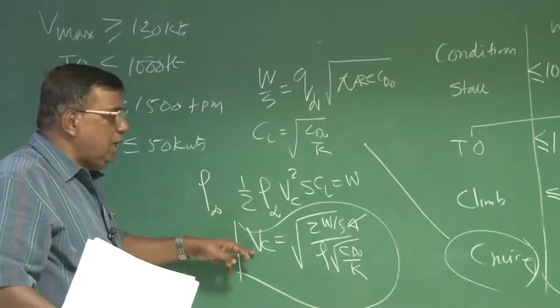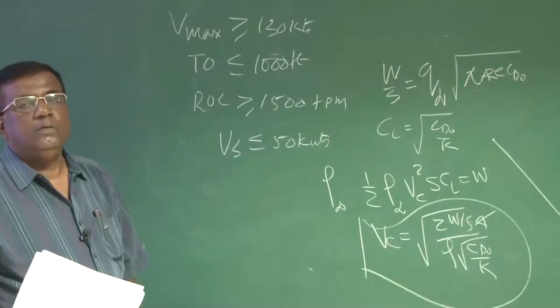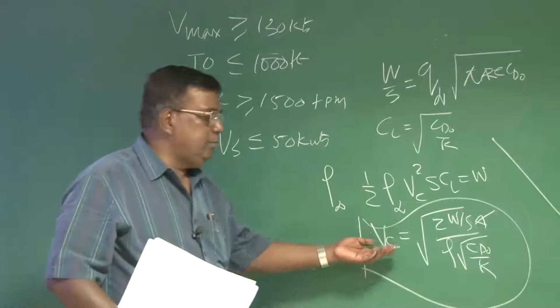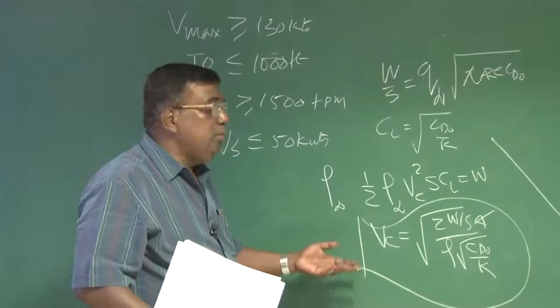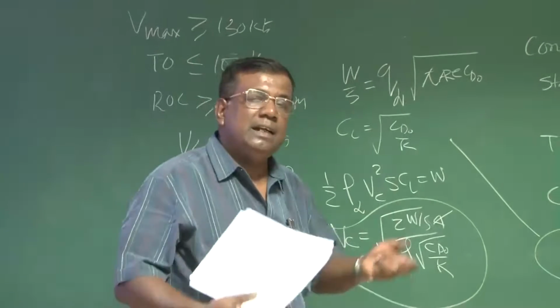But you have to check whether this cruise speed is what a customer is looking for. He may say, oh, come on, this speed is very low. Or you may find this speed is coming very, very high. That will have a lot of structural implications. Generally, you'll find it comes low.